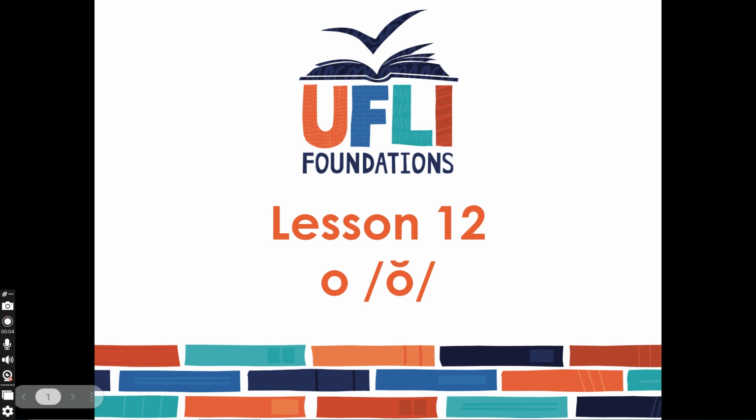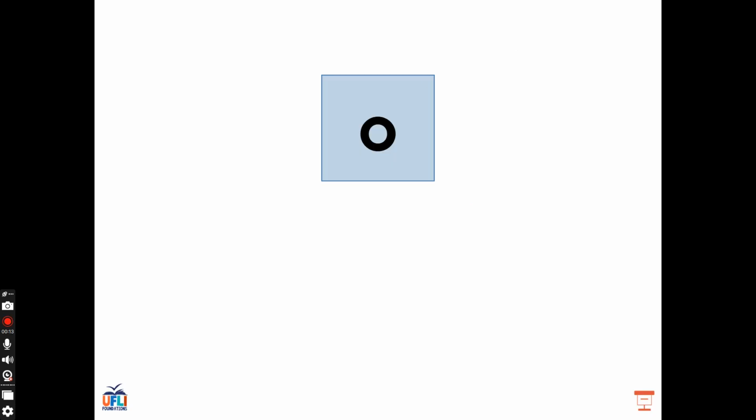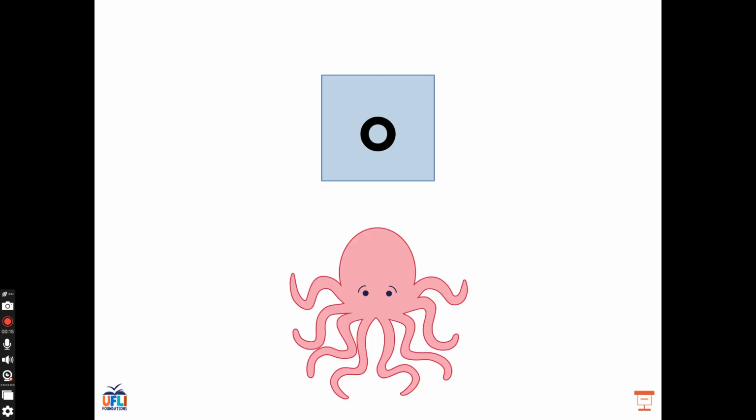This is going to be lesson 12 in the UFLI Foundation series, where we will be learning about the letter O and its short sound, /ŏ/. As you can see, we'll be learning the letter O today, and it makes the sound /ŏ/ as in octopus. So we can remember it like this: O, octopus, /ŏ/. Let's do that together. O, octopus, /ŏ/.